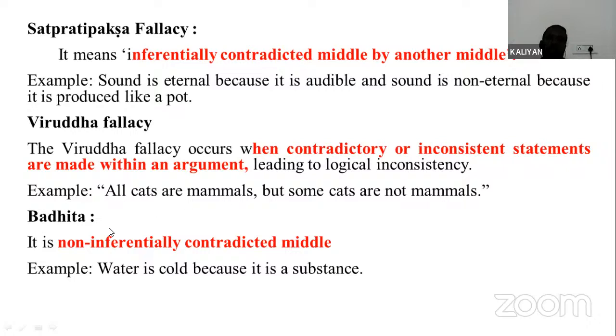And Patita, it is a non-inferential contradictory in the middle. So what is the goal? Because it is a substance, so it is inferential because it's non-appearance things. That is the Patita fallacy. So these are the formal fallacies.